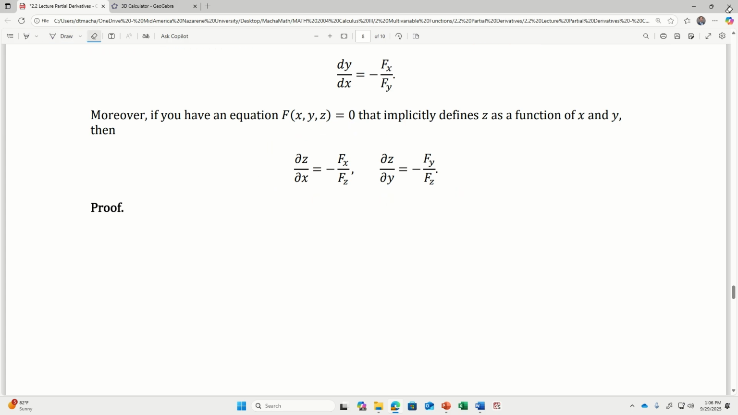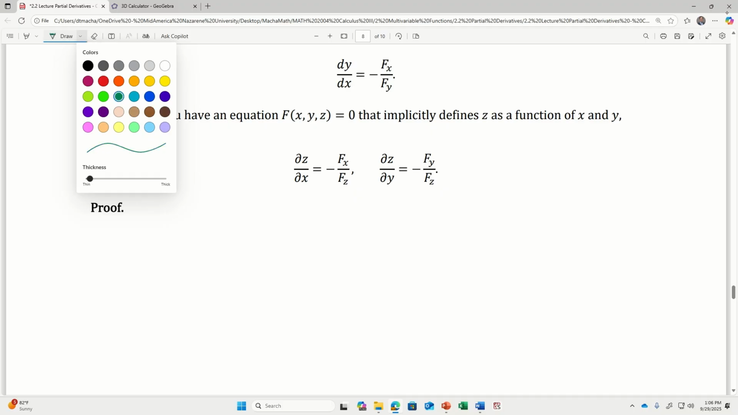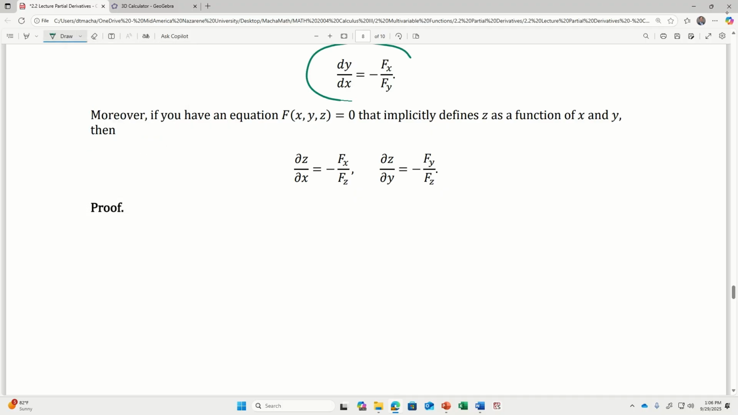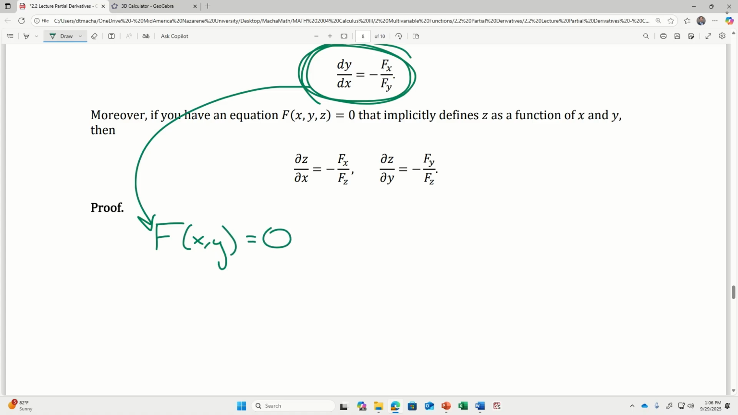All right, so proofs. Let's begin with this one. I want to prove that if I have some function, I'll make it capital F to be consistent. If I've got some capital F function of x and y, and I set this function equal to 0, that this is true for the implicit differentiation formula.